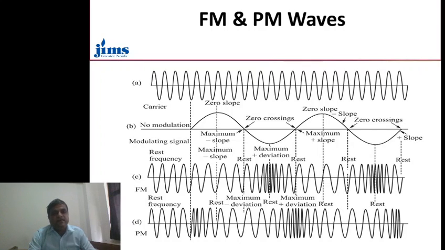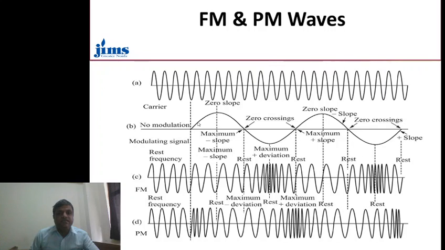This particular diagram, I will try to explain the spectrum behind the AM and FM. See this particular A, it is our modulating signal or message signal. B is our modulating signal or message signal, A is our carrier signal. So see in B, our carrier frequency varies in accordance with the amplitude of the message signal.